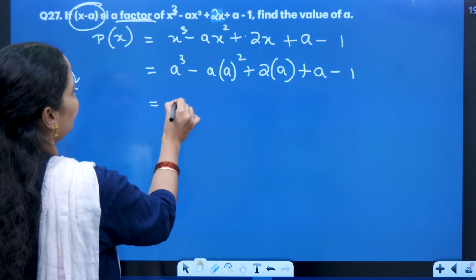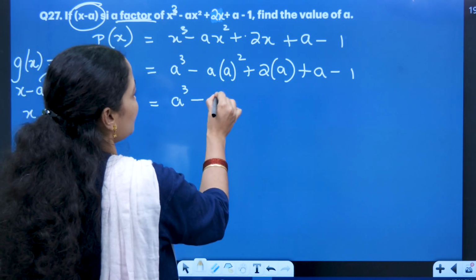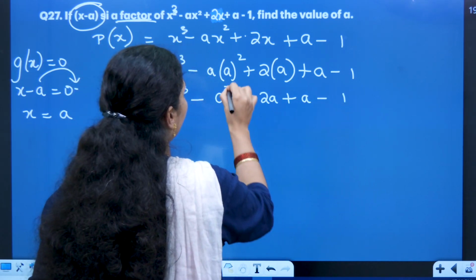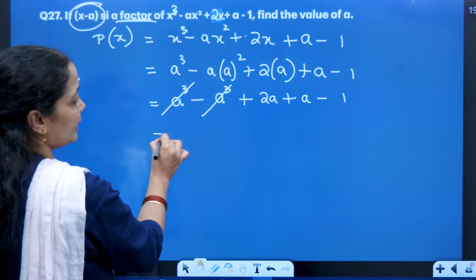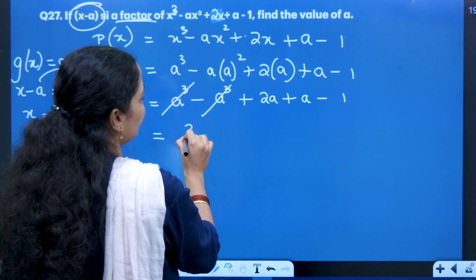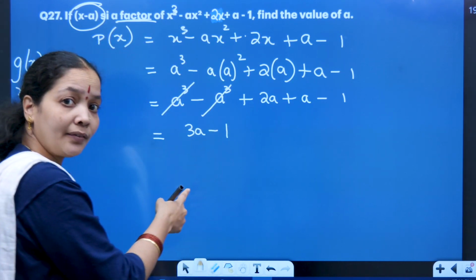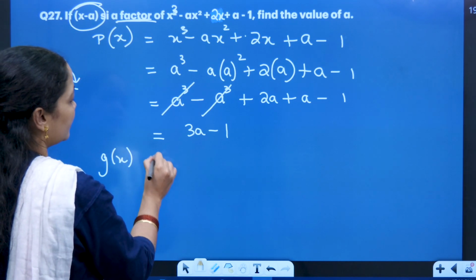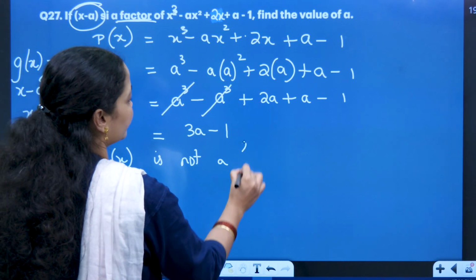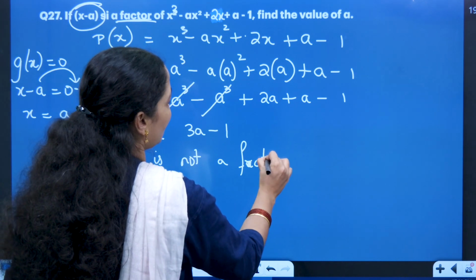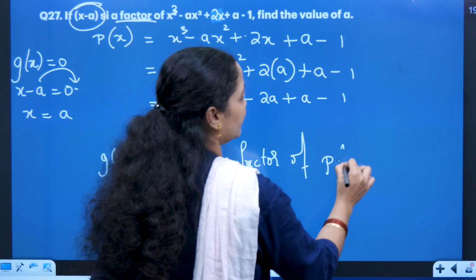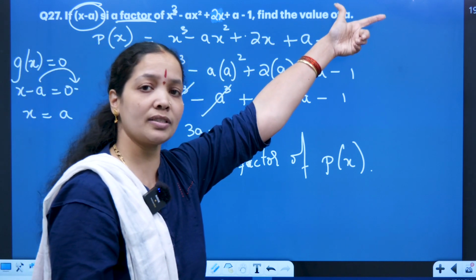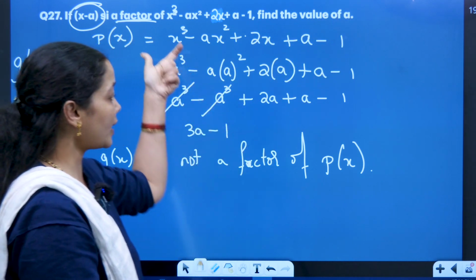So in this, I'm left with a cube minus a into a square is again a cube plus 2a plus a minus 1. Plus a cube and minus a cube are getting cancelled. a plus 2a is 3a minus 1. Since I'm left with a remainder here, I will say g of x is not a factor of p of x. If it is not a factor, I'll not be interested in finding the value of a because I can't do that. Only if it is a factor, I'll equate.